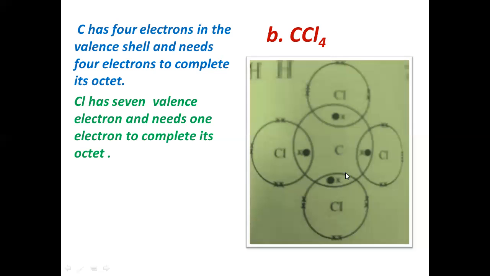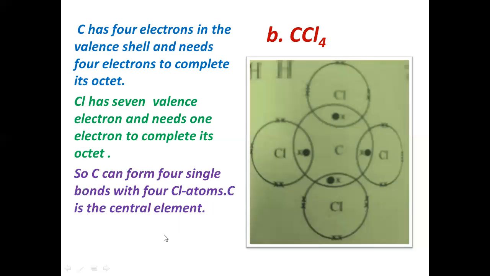Same is for all these 3 cases: they will share electrons with each other and will form 4 single covalent bonds. So carbon can form 4 single bonds with 4 chlorine atoms. Carbon is the central element. Connect the atoms with a dot and a cross. You can see we connect them with a dot and a cross, and this is the Lewis structure, or electron dot and cross structure, of carbon tetrachloride.